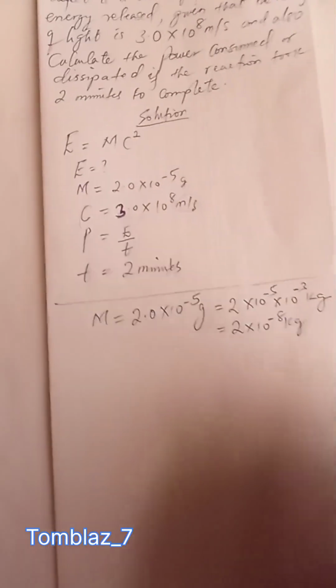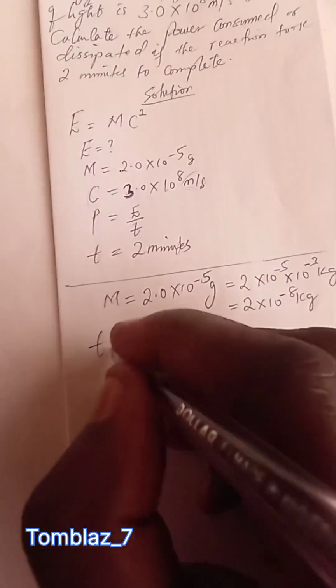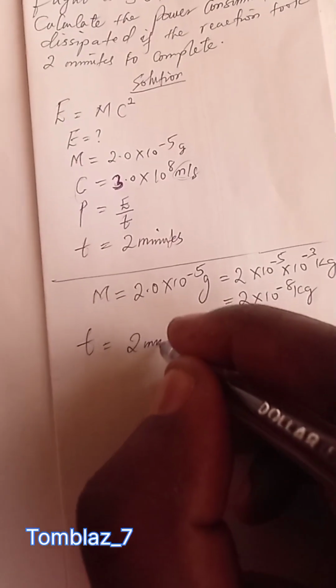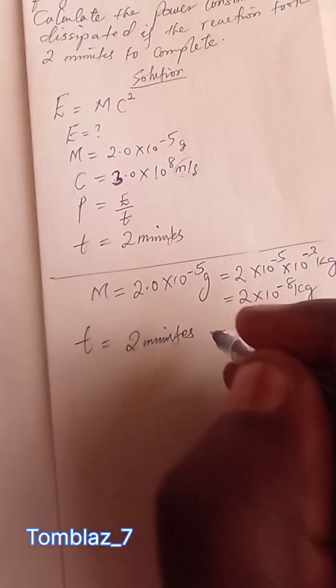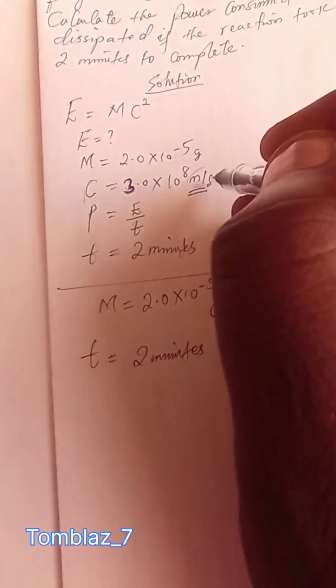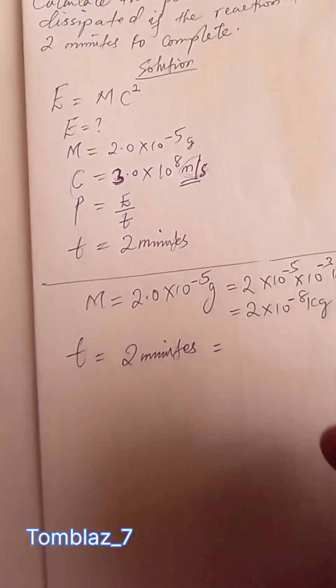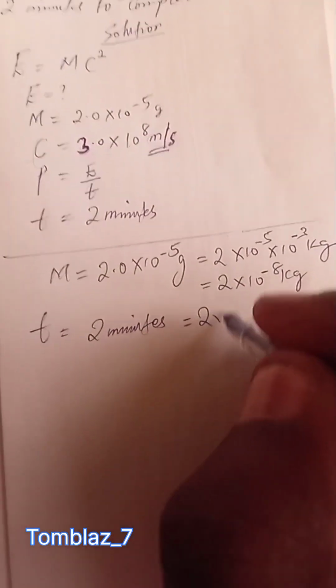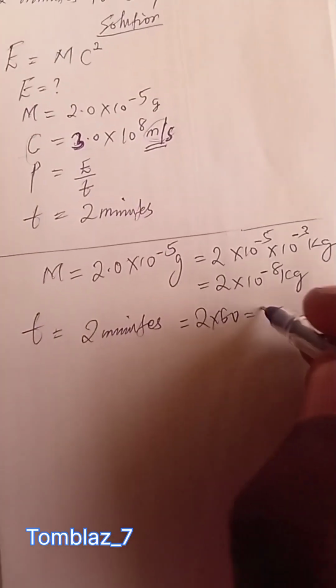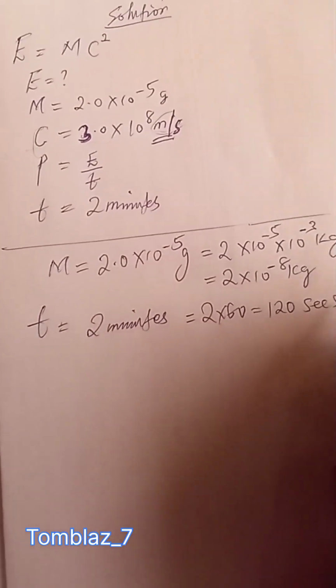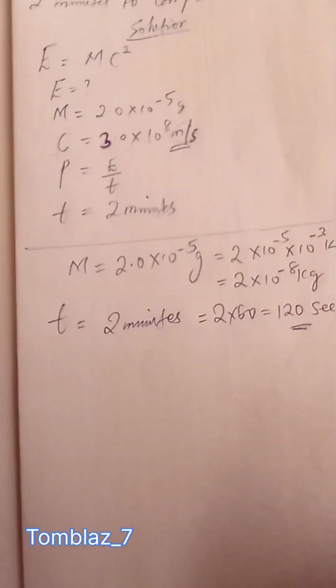Okay, so let's talk about our time. Our time is 2 minutes. We don't use minutes because of this unit. They say per second. So we're converting minutes to seconds, and there is going to be 2 times 60. So it's going to give you 120 what? Seconds. So that's the time we're going to be using.